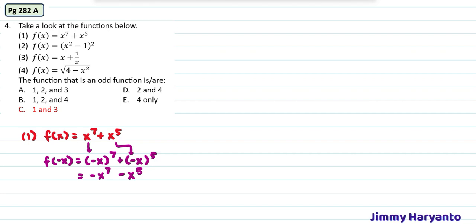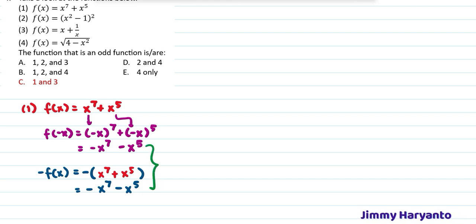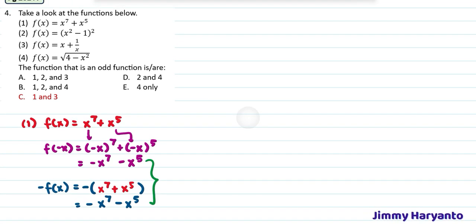That is f(negative x). Next, we have to prepare negative f(x) also. Negative f(x) means negative times the f(x) itself. The f(x) itself is x to the power 7 plus x to the power 5, and then you multiply it, you'll have negative x to the power 7 minus x to the power 5. And then we have to compare. If they are the same, that means the function is an odd function. So they are the same, so yes, this is an odd function. Okay, next we have to check the second one.